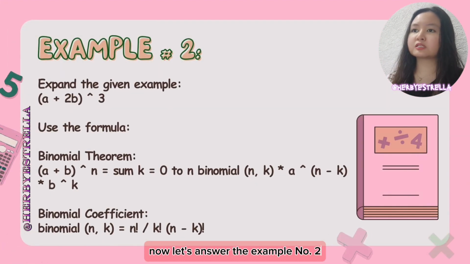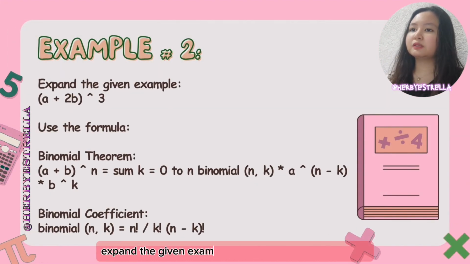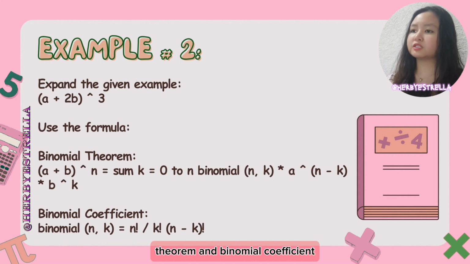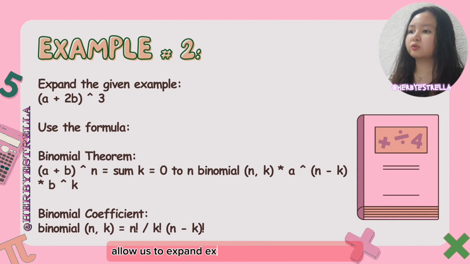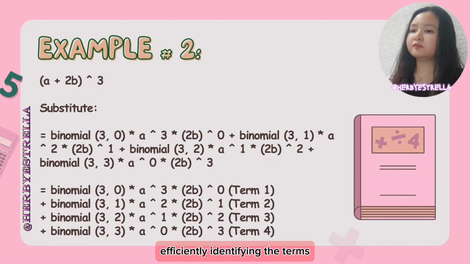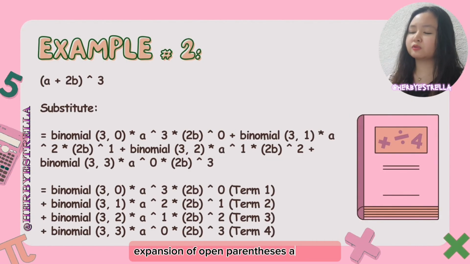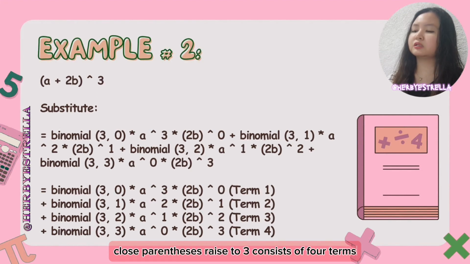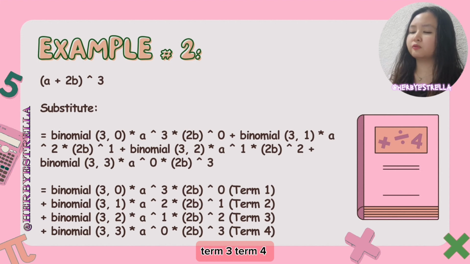Now let's answer example number 2. Expand the given example, (a + 2b)^3. Use the formula of the binomial theorem and binomial coefficient. We start by applying the binomial theorem, which allows us to expand expressions involving binomials efficiently. Identifying the terms, the expansion of (a + 2b)^3 consists of 4 terms: term 1, term 2, term 3, term 4.